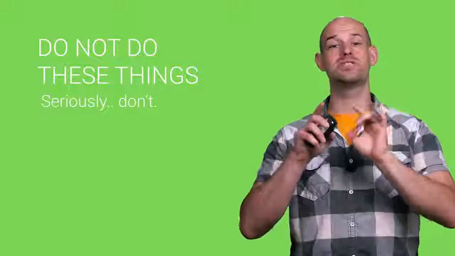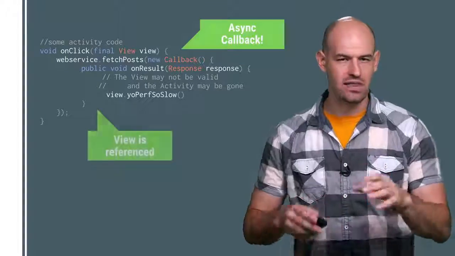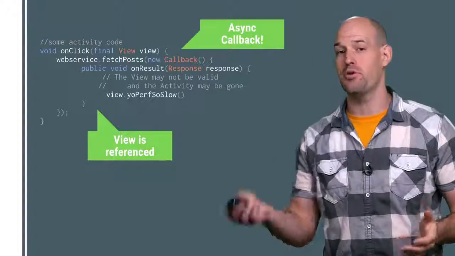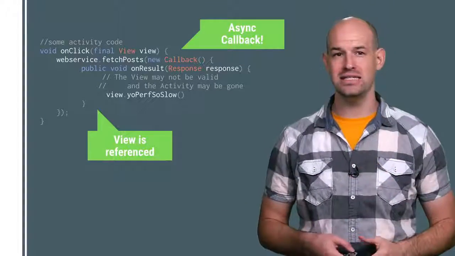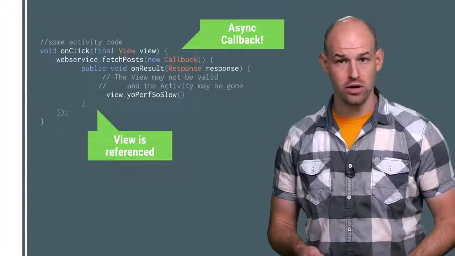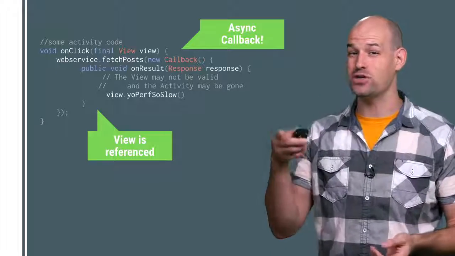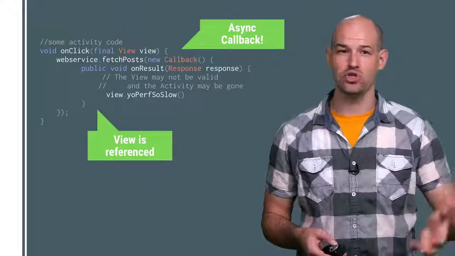To that end, here are some simple patterns that you should watch out for. Number 1. Don't reference views inside of async callbacks. That async event may execute at some point in the future where things aren't ideal. In one situation, the activity may have been killed before the callback is triggered, but the view and the activity as such will be kept around until the async function completes and releases its reference to the view.